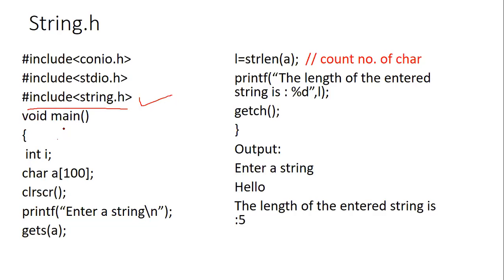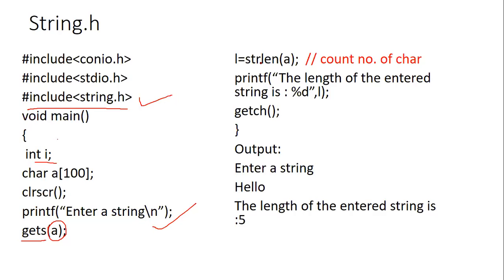Then we have the main function. In the main function, we have taken an integer i. Then in the second line, we are taking a character array a of 100. Next, we have a printf statement, "enter a string". So this line will get printed as it is on the console screen. Next, to accept the value, we are using the gets function. Whatever value we insert will be stored in this array a.